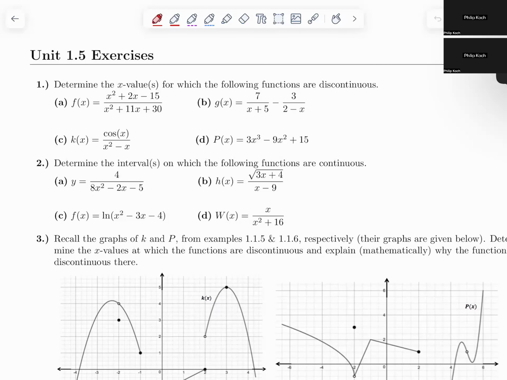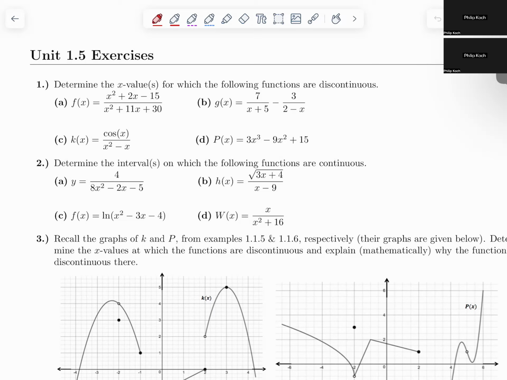Welcome back, everybody. So we're going to be finishing 2.1 and going on to 2.2 today. The exam is coming up on Monday, and it covers all of Unit 1 and then 2.1. In particular, just the definition of the derivative.